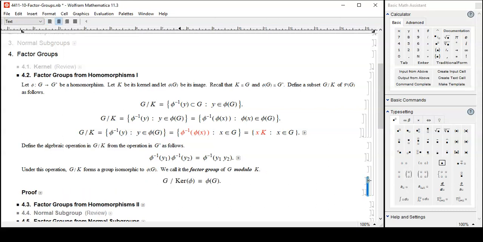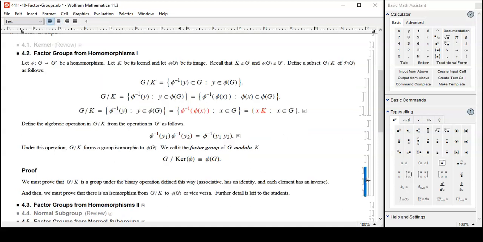Basically, we have to prove these two. G over K is a group under the binary operation defined this way, and that's associative, has an identity, and each element has an inverse. You have to prove those. Can you do that? I'm going to leave that as an exercise for you.